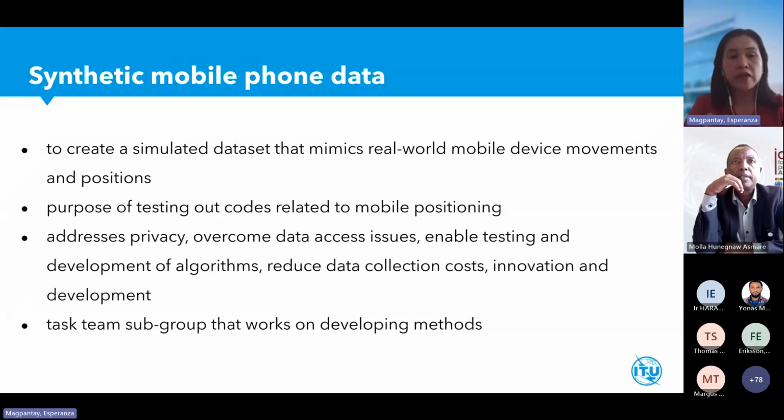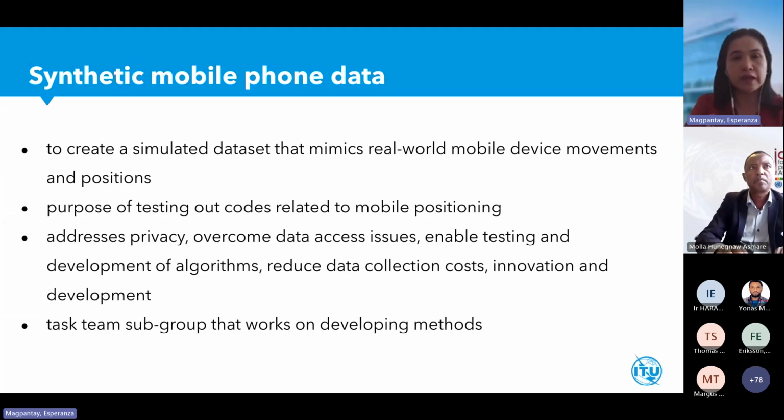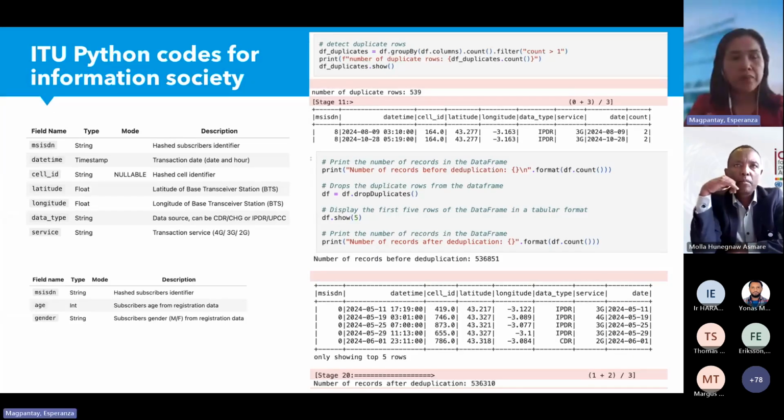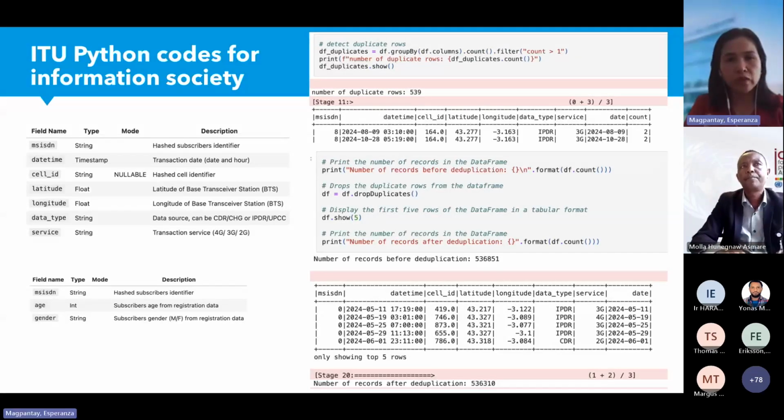Currently, there's a subgroup in the task team that is working on this, and we are hoping that in the near future we will be able to share this synthetic data for national statistical offices as well as ministries and regulators to use. There are also the Python codes on information society that we are developing and will be sharing with national statistical offices who would like to learn how to use mobile phone data for information society.